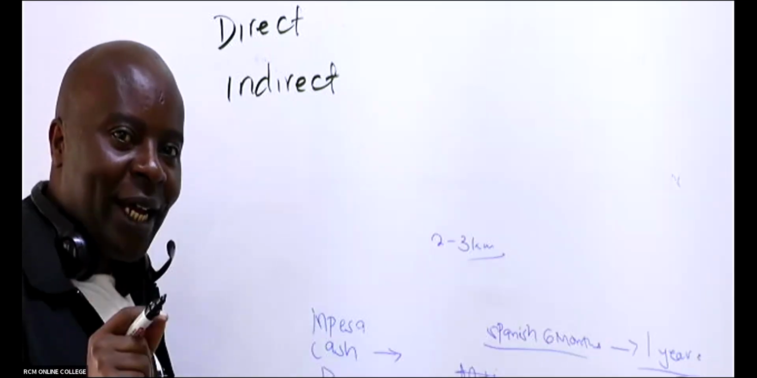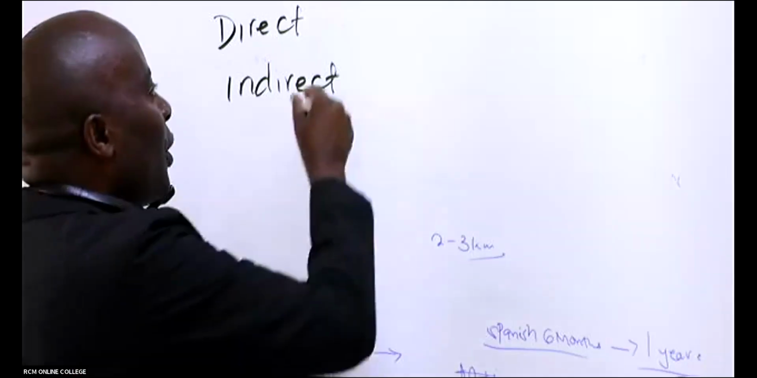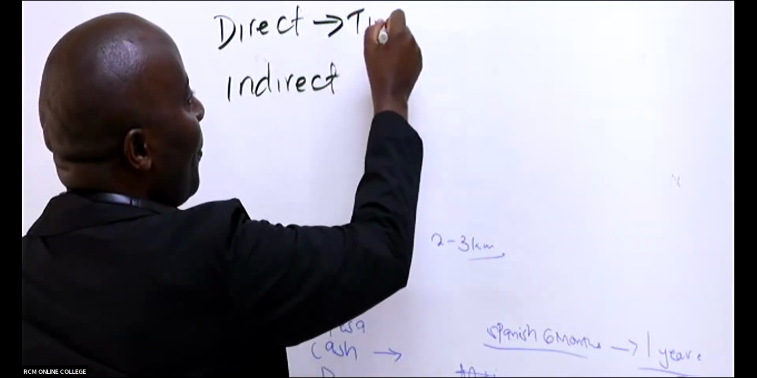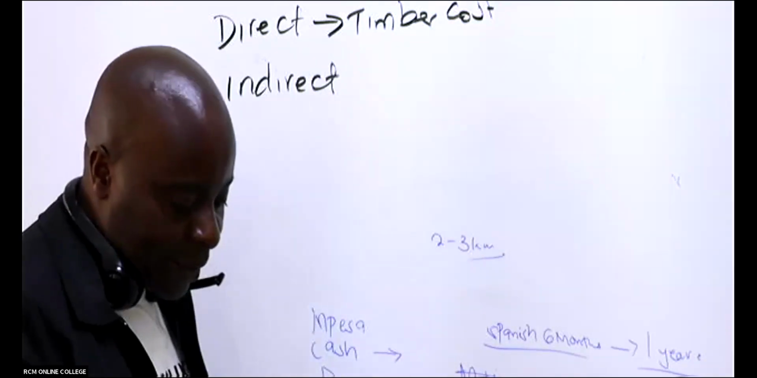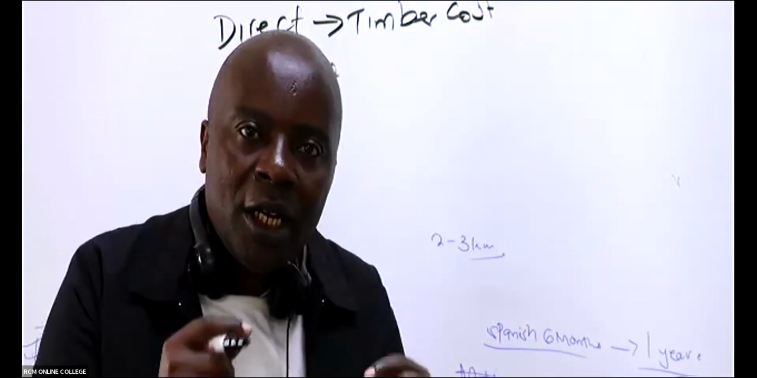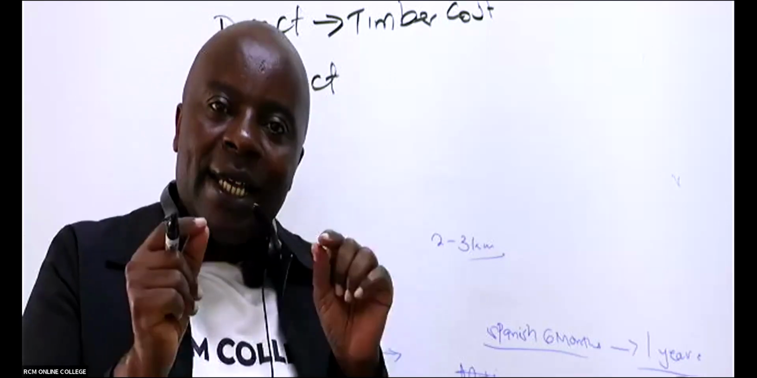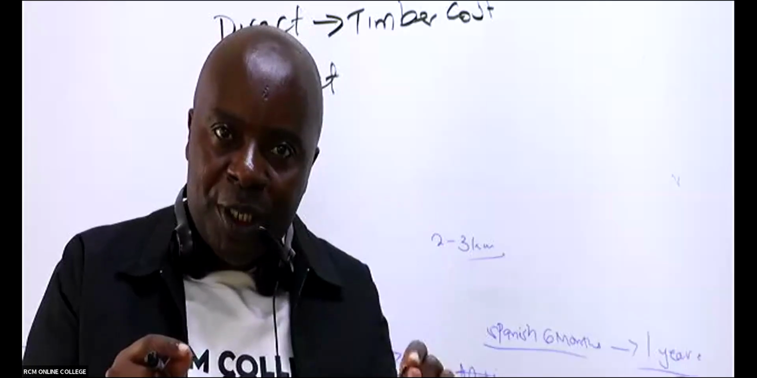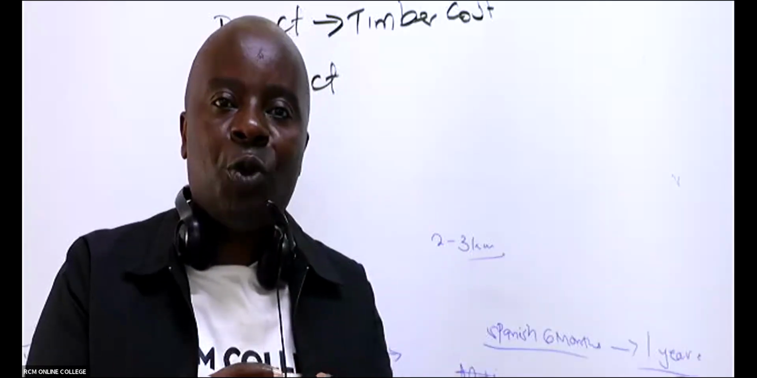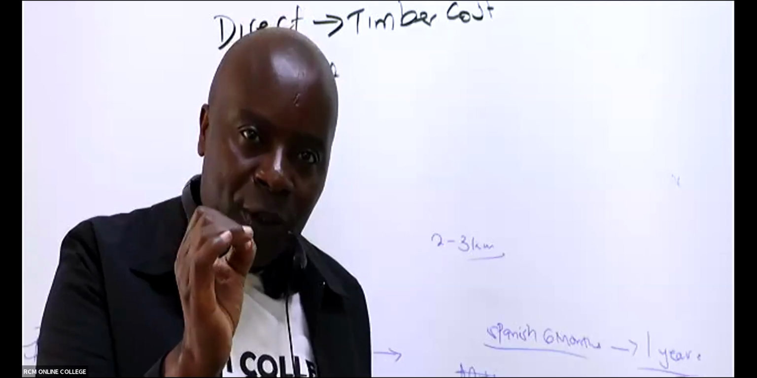When you make a chair, you need timber. Timber cost will be direct, because you can easily say, this chair took up timber worth 1,000. I can directly trace the timber cost to this chair that I've produced. We refer to those costs which are traceable to the products that we produce as direct costs.